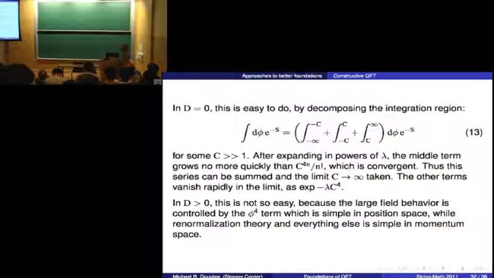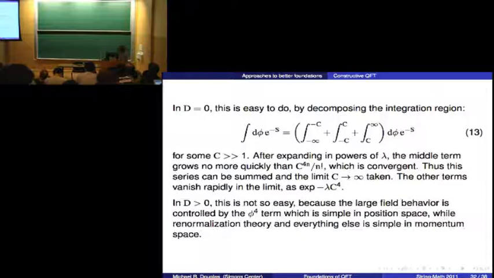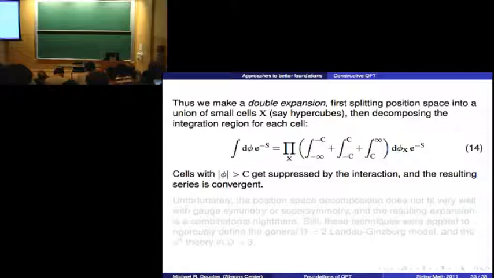And you have both these interaction terms at every point, but you have a kinetic term which couples neighboring points, and it's only simple in momentum space. And so now you've got two different things going on. And so then what they do is they say, well, let's set up the usual perturbation expansion. We know how to do that. We know how to renormalize.